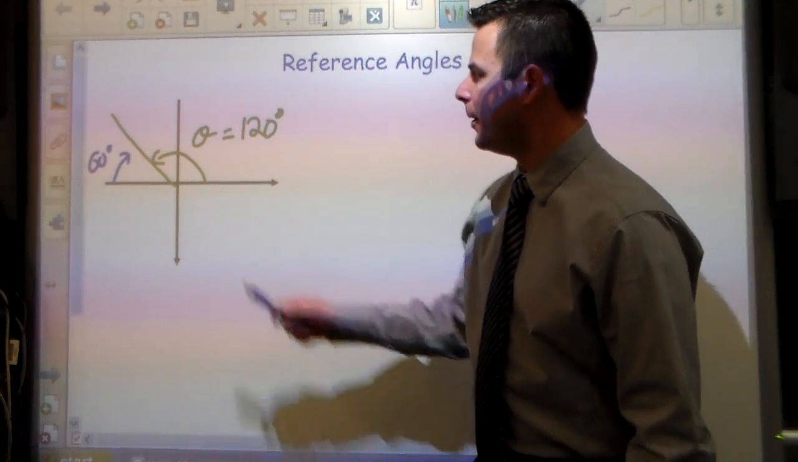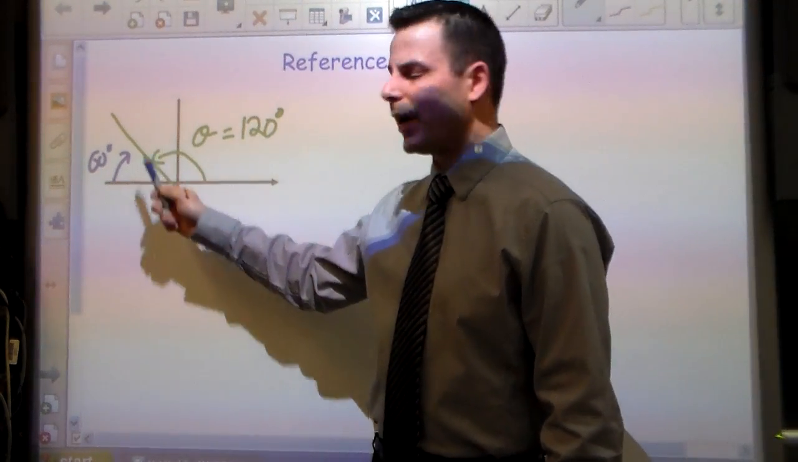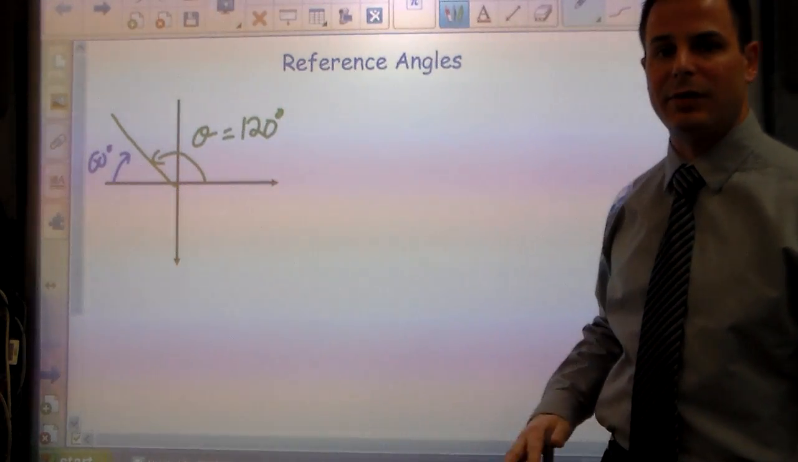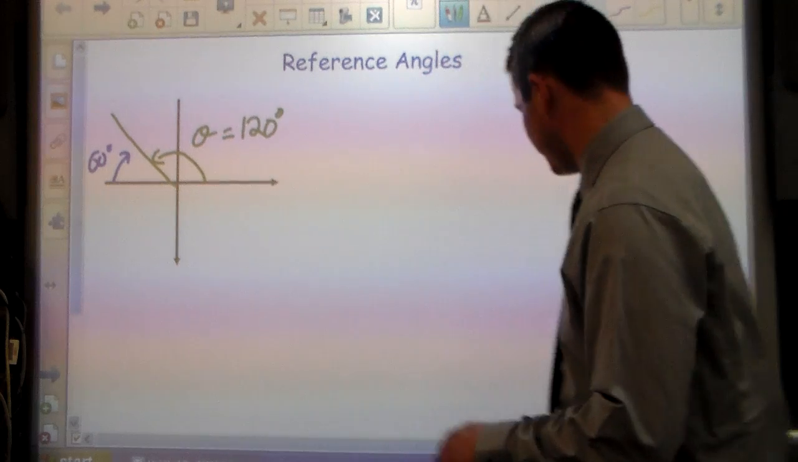the x-axis. Now, this would indicate a negative angle of rotation because it's going clockwise, but reference angles are a distance, so a reference angle is always positive.